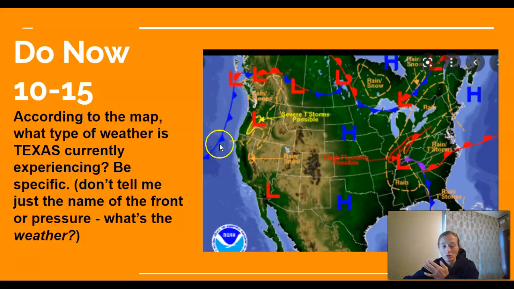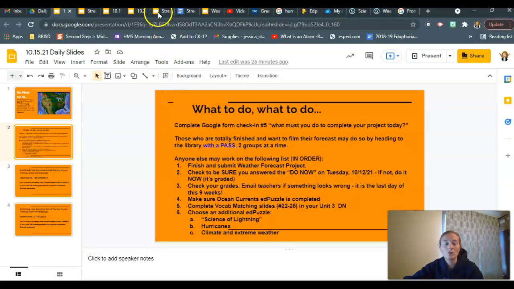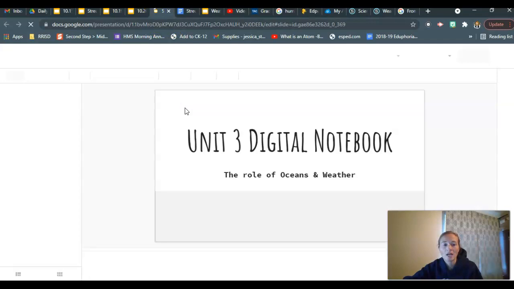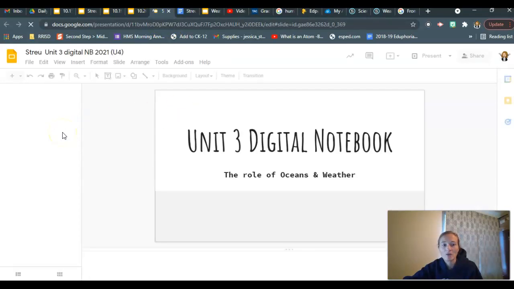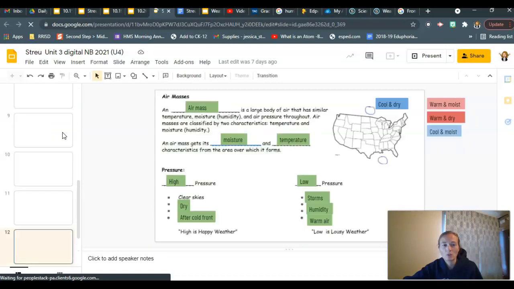Fronts, remember, are drawn like this. If it's a cold front, it has triangles and it is blue. If it's a warm front, it has semicircles and it is red. Occluded fronts are these purple ones. Okay? That's not a front. Okay, so if you are not sure what this is and you're like, I don't know what to do, you should go back to your digital notebook and check the slides that have the weather notes. Okay, I'm pretty sure it's in that middle section.